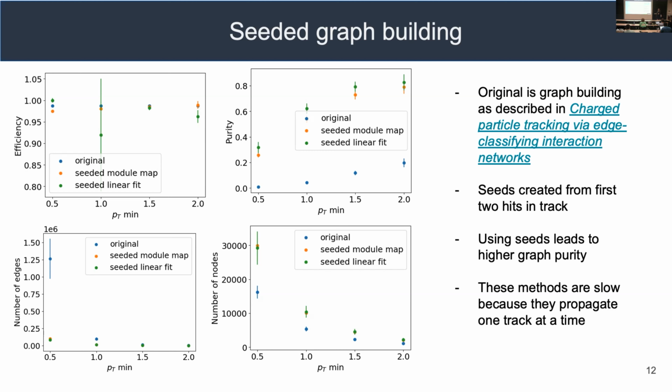One thing I should say is that these methods are quite slow at the moment because, well, there are different ways of doing it, but if you say, okay, I think the hit is going to be here in this next layer, then you need to look for hits that are close to that value. And if you do that each time you propagate a track for each hit, that can be quite slow.